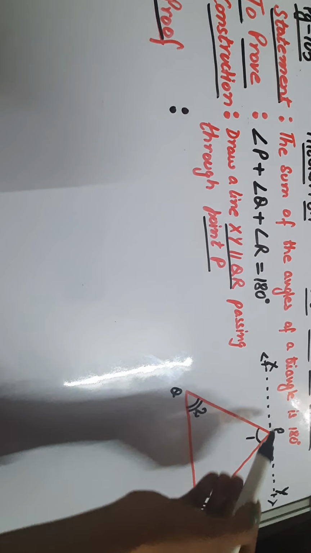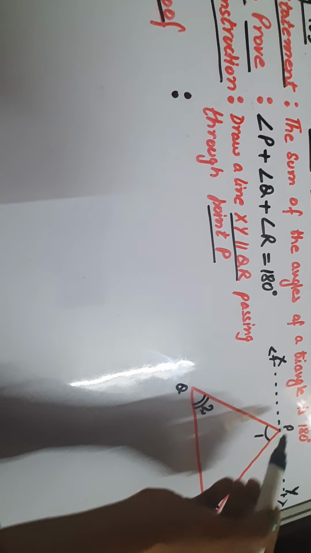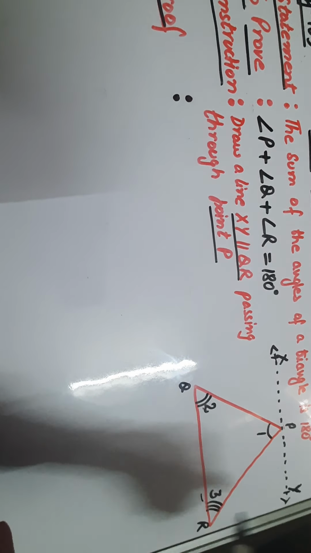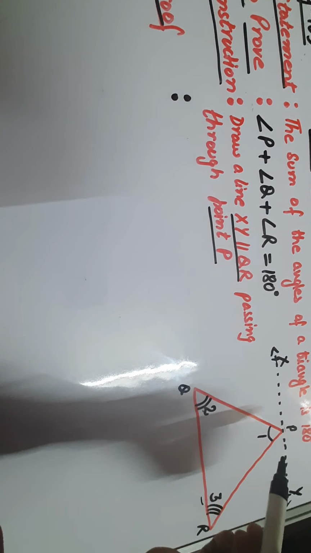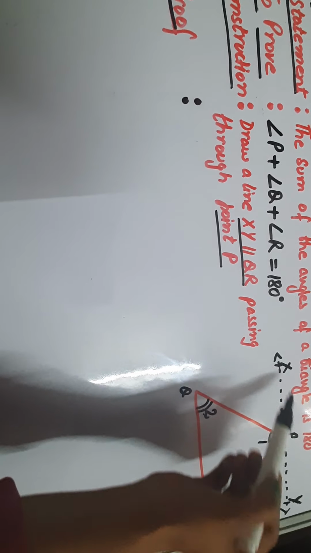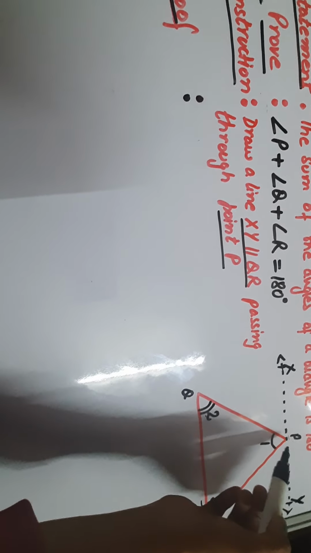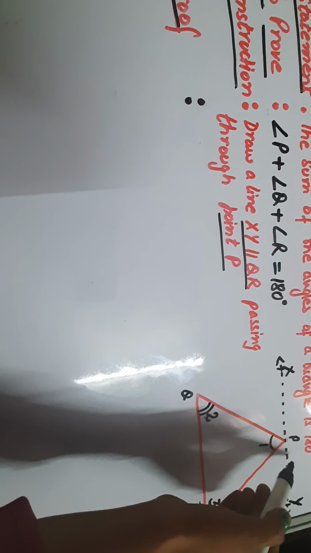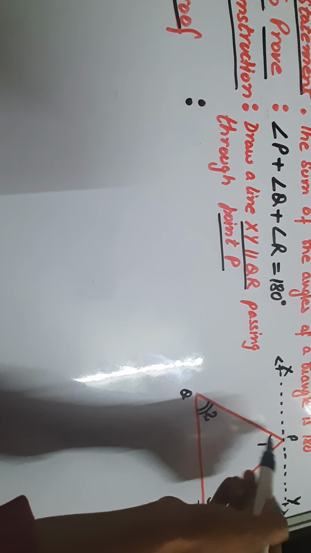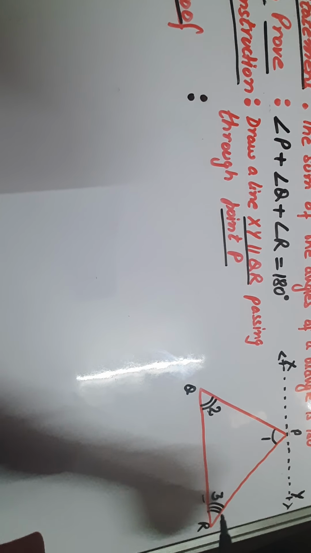Dear students, as we have taken that this line is parallel to this, the lines which intersect these two parallel lines will be the transversals. So in this figure, we have XY and QR, two parallel lines. For these two parallel lines, PQ is intersecting them. So this is a transversal, and PR is also a transversal.